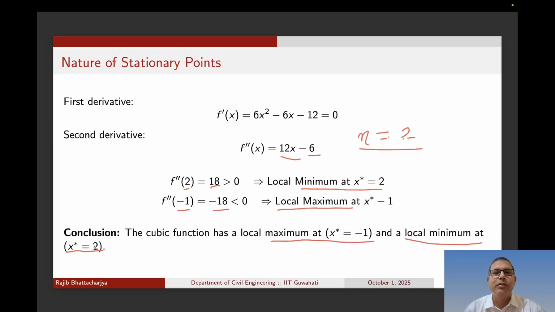So we have solved this particular problem. We have obtained the stationary points by applying the necessary condition for optimality, and then we have applied the sufficient condition for optimality for obtaining the nature of the stationary points.